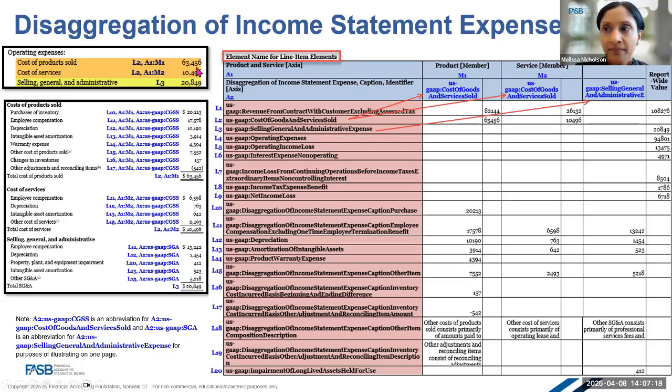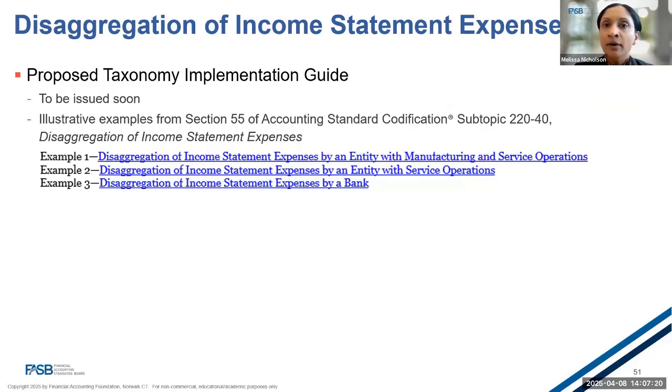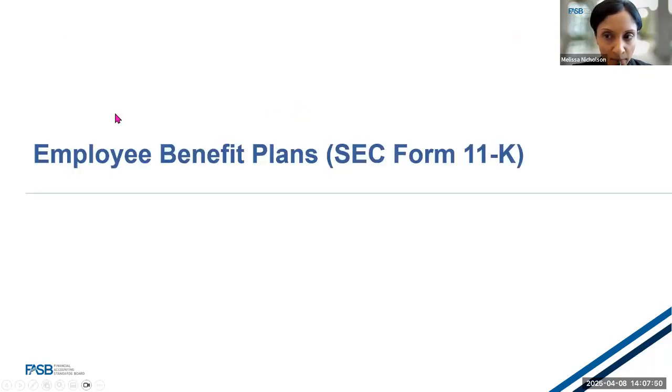Next slide, please. Now, I know I went through that rather quickly, but don't worry, a taxonomy implementation guide is being drafted with this example, in addition to the other examples that were provided in Section 55 in the codification in subtopic 220-40 for the new expense disaggregation disclosures, which we are hoping to publish for public comment soon. Next slide, please.